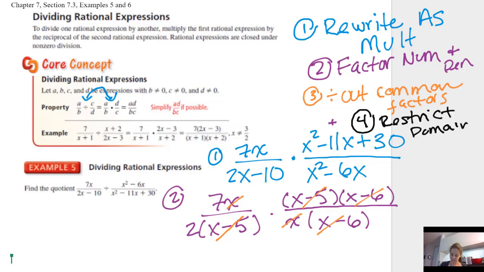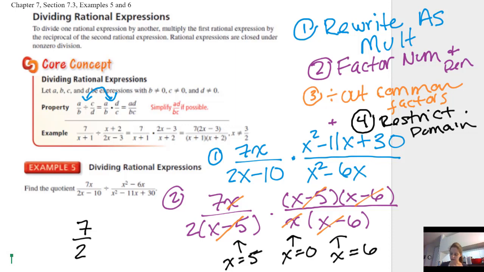What we have is 7 over 2. And when we restrict the domain, we're looking at the factors that we eliminated in the denominator and checking for the x values that make those factors 0. So it's 6, 0, and 5. And so x cannot be equal to 5, x cannot be equal to 0, x cannot be equal to 6. Those are x values that make the expression undefined.